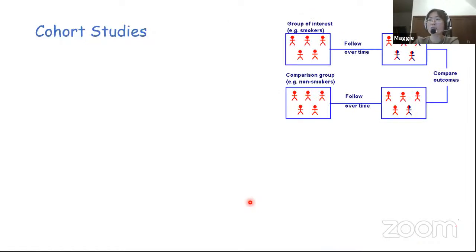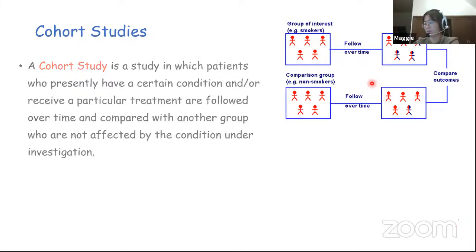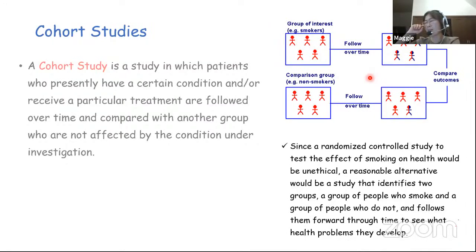And next are the cohort studies. A cohort study is a study in which patients who presently have a certain condition or receive a particular treatment are followed over time and compared with another group who are not affected by the condition under investigation. So this figure shows an example. It's a cohort study about smoking and the development of lung cancer.